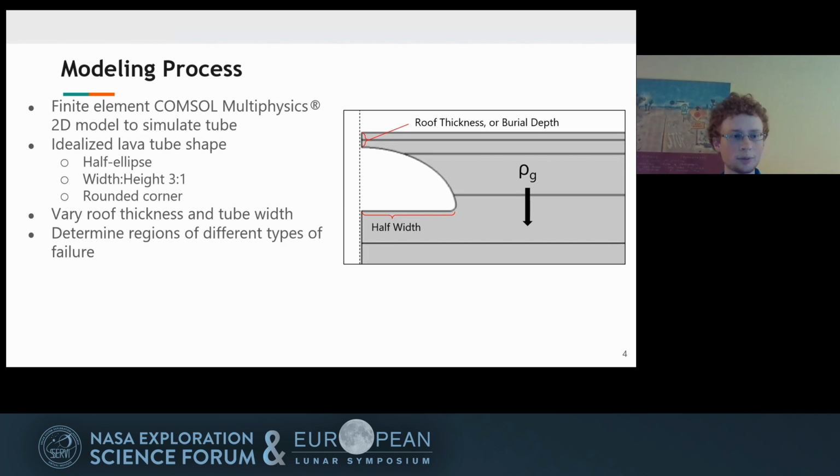So I've been using finite element COMSOL Multiphysics 2D models to simulate lava tubes. I used an idealized lava tube shape that you can see here on the right, which is a half ellipse with a width-height ratio of 3:1 and a rounded corner. I varied roof thicknesses and tube widths, and I determined regions of different types of failure on the internal surfaces of the tubes and on the surfaces above the tubes. This was for my main models.